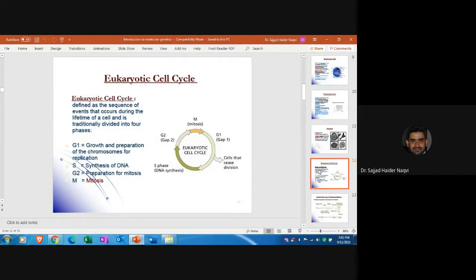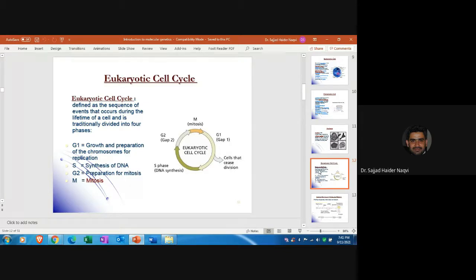Now, in a eukaryotic cell, there is a pathway that eukaryotic cells follow, and that particular pathway is called the eukaryotic cell cycle. This cycle refers to when the eukaryotic cells undergo multiplication, or you can say when they undergo division. The eukaryotic cell cycle has different stages, as you can see in the picture as well. It's divided into four stages: G1, S, G2, and M. And I have already mentioned that eukaryotic cell division is by the process of mitosis.